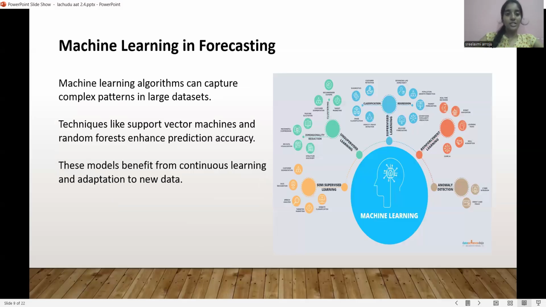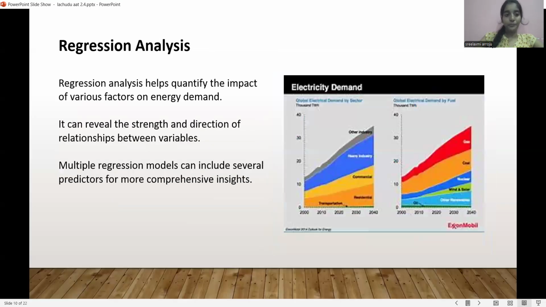Machine learning in forecasting. Machine learning algorithms can capture complex patterns in large datasets. Techniques like support vector machines and random forest enhance prediction accuracy. These models benefit from continuous learning and adaptation to new data.